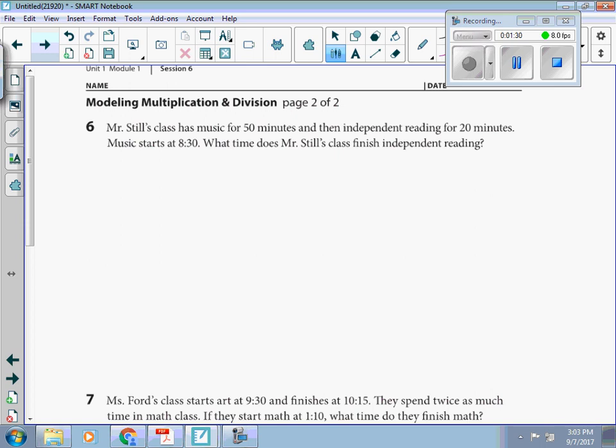On the back, we've got some story problems that involve time. Mr. Still's class has music for 50 minutes and then independent reading for 20 minutes. Music starts at 8:30. What time does Mr. Still's class finish independent reading? Well, I see that I have 50 minutes and 20 minutes, so I know that the total time is going to be 70 minutes. So I need to start at 8:30 and I need to count 70 minutes.